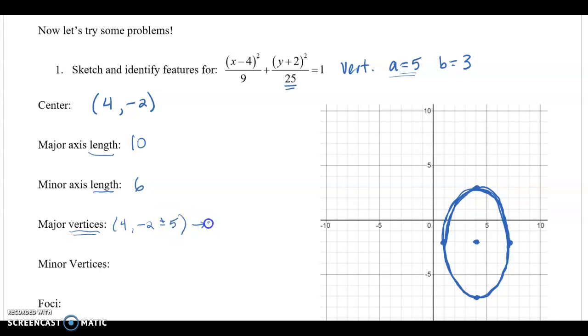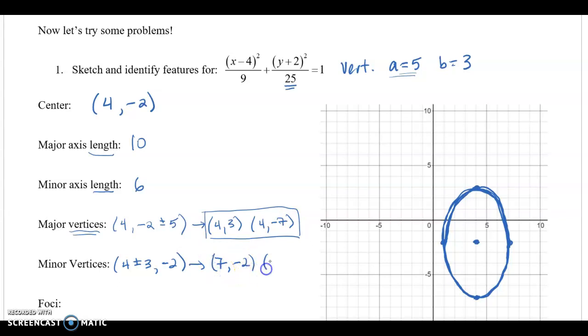So, which of course would be (4, 3) and (4, -7) would be my two vertices. And then my minor vertices, I guess, would be kind of the other direction. It'd be 4 plus or minus the minor value of 3, comma -2, which of course would give us, what would that be? We'd have (7, -2) and (1, -2), which of course I can just see from the graph, but in case the numbers are ever ugly or off the graph, we could use that.